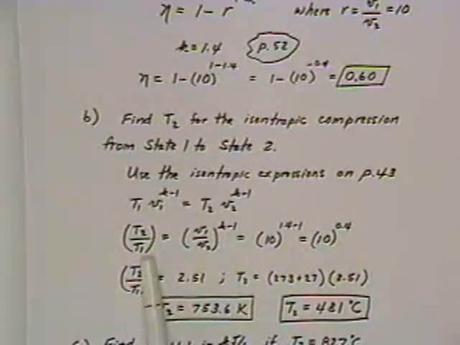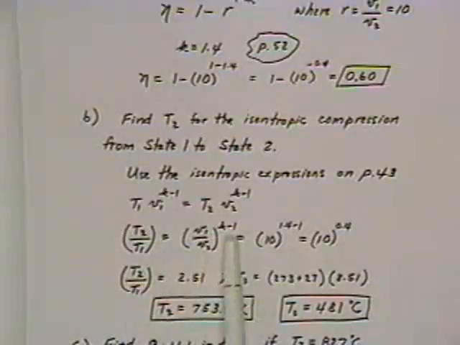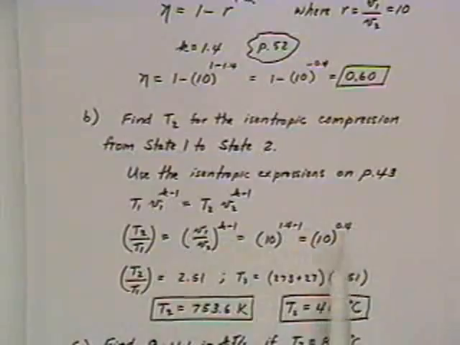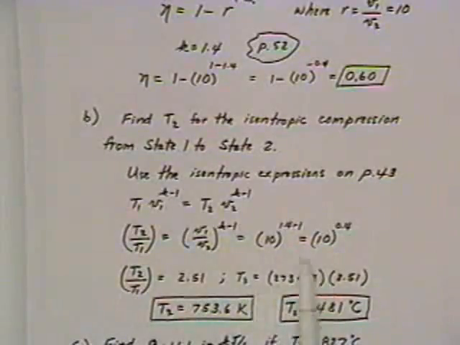So T2 over T1 is equal to V1 over V2 to the K minus 1 power. So that's 10 to the 1.4 minus 1, or 10 to the 0.4 power, and so T2 over T1 is 2.51, and T2 is equal to, converting again to Kelvin, 273 plus 27 times 2.51, and we have T2 is 753.6 Kelvin, or T2 is equal to 481 centigrade. So the temperature at the end of the isentropic compression is 481 degrees centigrade.